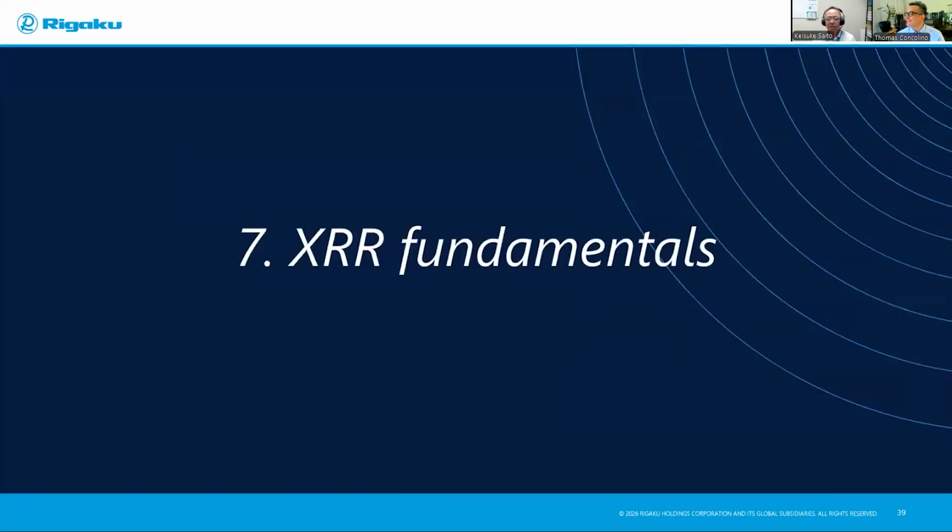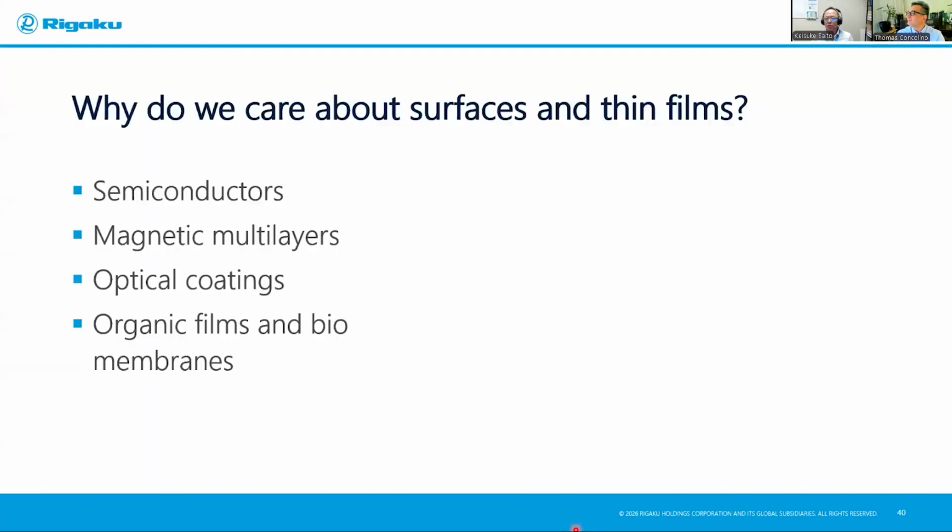So the next topic is totally different, which is X-ray reflectivity. Let me start from the fundamentals. We have different thin films available in our world, for example semiconductors, magnetic films, optical coatings, organic films, and biomembranes. Just a few examples here.